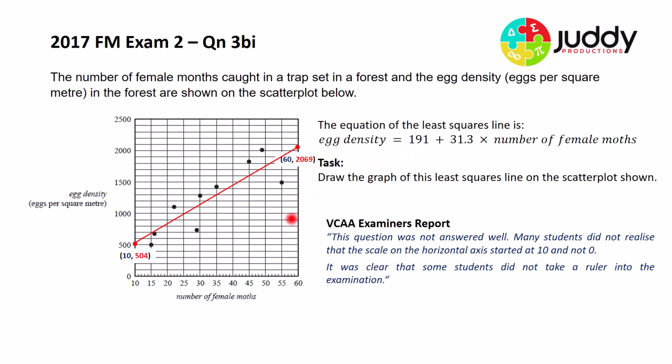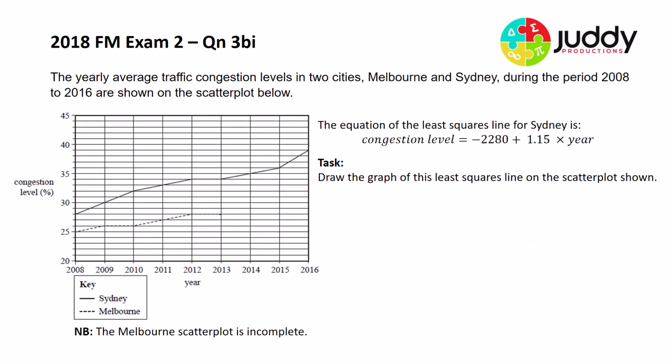We need to substitute 10 into the equation to calculate our coordinate. It was clear that some students did not take a ruler into the examination, so that's a point to note as well. Example number 2, 2018 Further Maths exam 2, question 3BI.